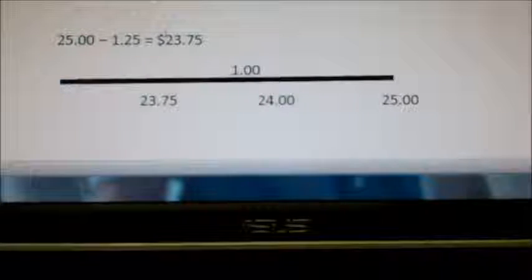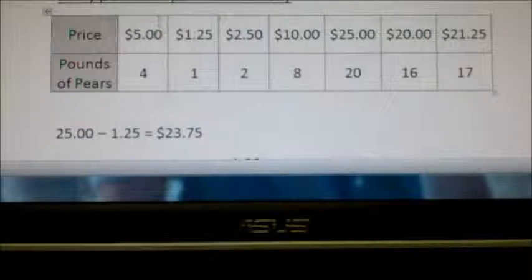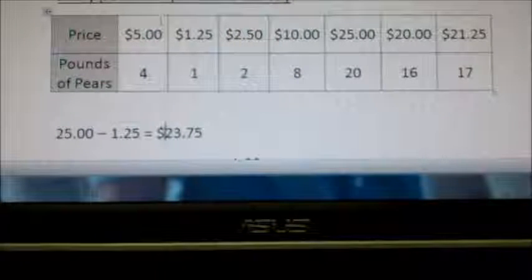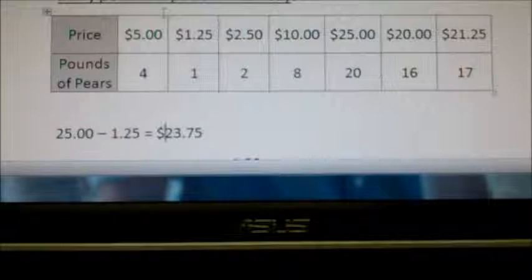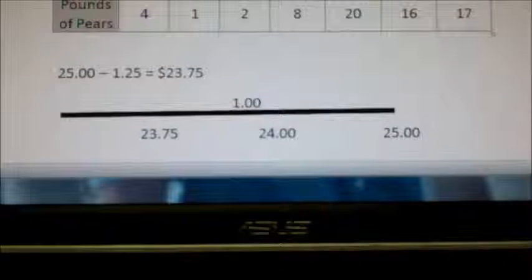All I did was look at the chart, or the table here, and remove what I needed to remove, and just kind of organized my information. Poof! That was it. $23.75. Did you get that answer?